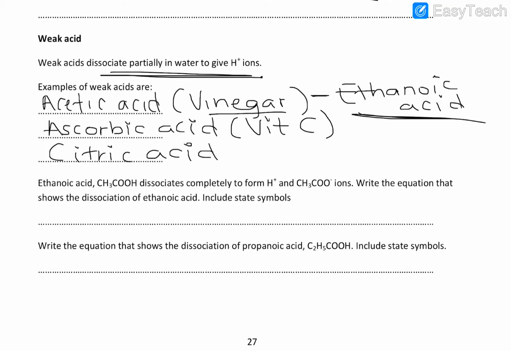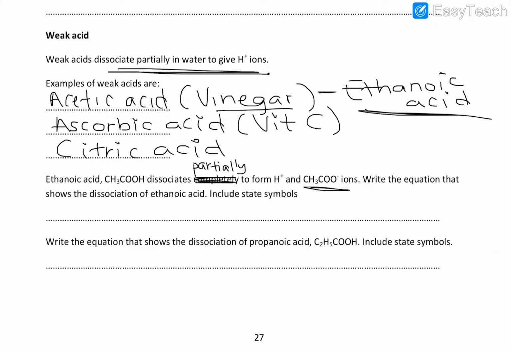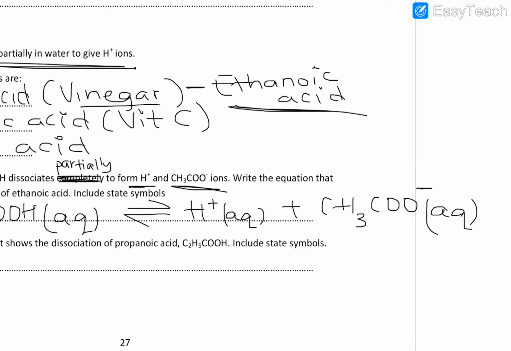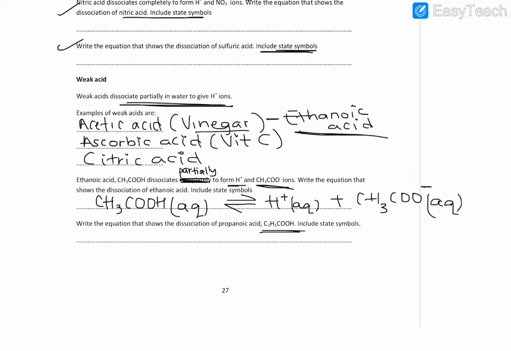So ethanoic acid dissociates, make that correction, dissociates partially to form H plus and CH3COO minus ions. So CH3COOH aqueous, which means when we add this to water, will dissociate partially to give you H plus aqueous and CH3COO minus aqueous ions. Right? Now, try to do the same thing with propanoic acid.